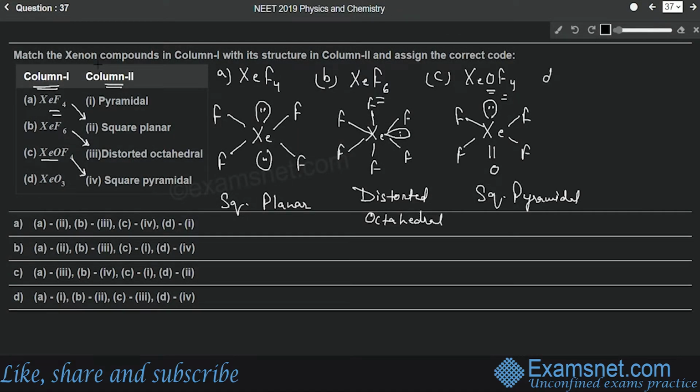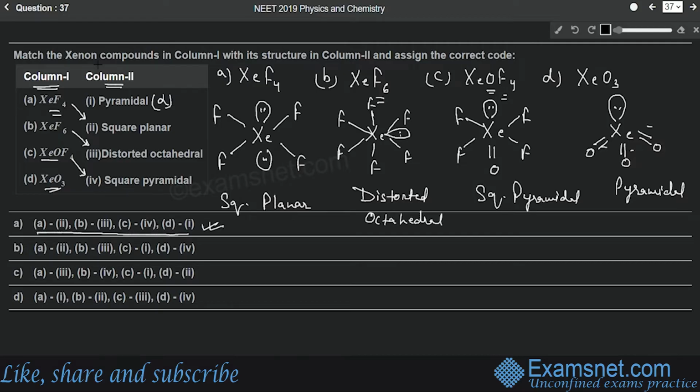Now the last one is xenon trioxide. So this is our xenon. Now 3 oxygens are there. So double bond oxygen, double bond oxygen, double bond oxygen. So 2 electrons, 2 electrons, 2 electrons. So 6 electrons have been utilized. How many left? Only 2 electrons left. So these will be available as lone pair of electron. Now what kind of structure is this? This is pyramidal. So the correct match for D will be number 1. Okay. So out of the given options, which one will be correct? The first one is the correct match. So option A is the correct answer.